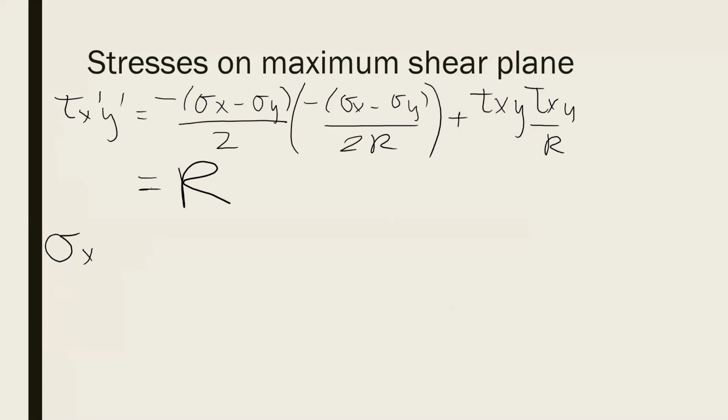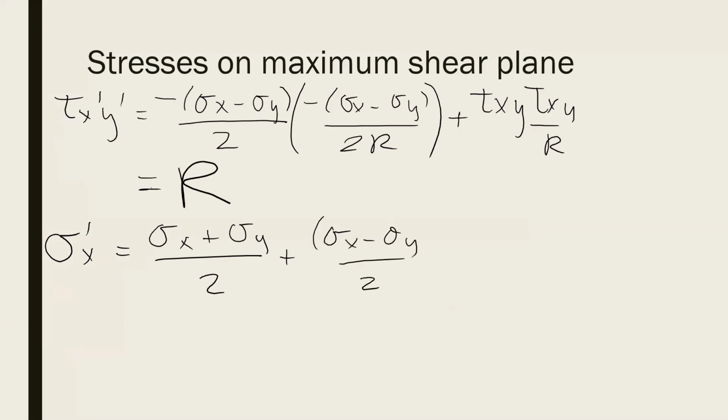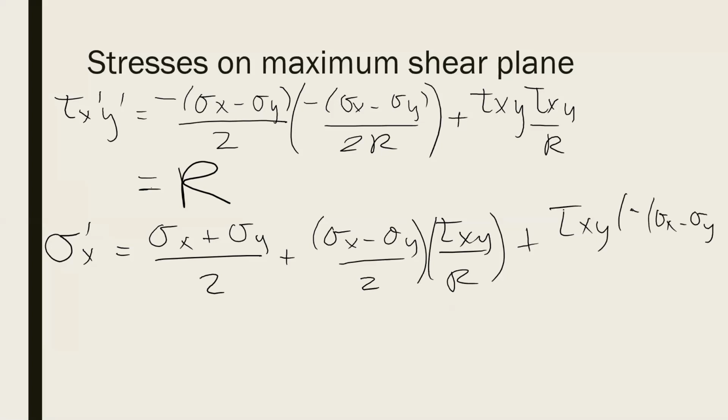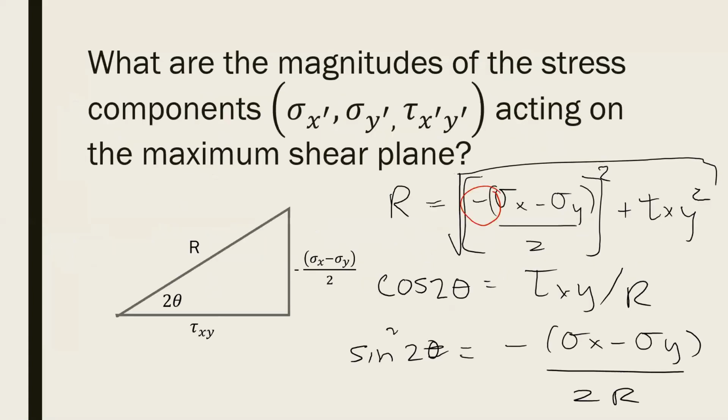Okay, we can come in here and calculate sigma x prime, which is sigma x plus sigma y over 2 plus sigma x minus sigma y over 2 times tau xy over R plus tau xy times negative sigma x minus sigma y all over 2R. Oh my. Okay. In the previous slide, was that sine squared of 2 theta? On this slide, yeah.